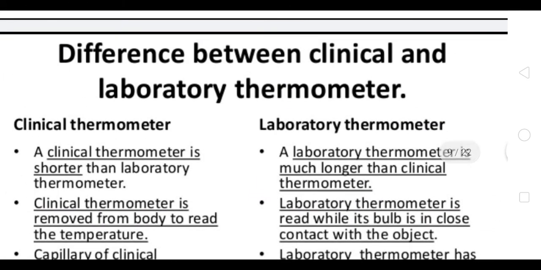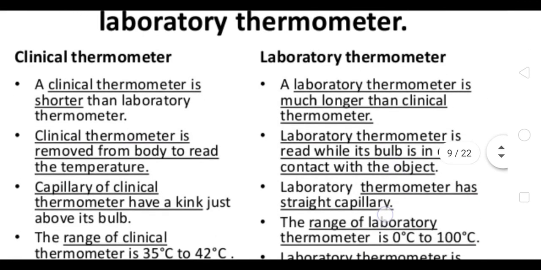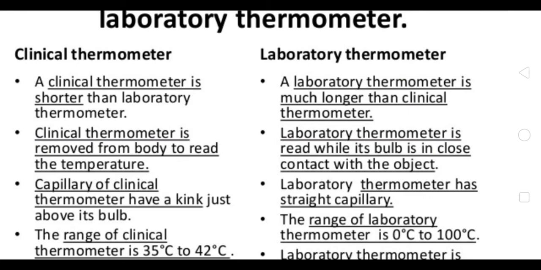Difference between clinical and laboratory thermometer. The clinical thermometer is shorter than the laboratory thermometer. The laboratory thermometer is much longer than the clinical thermometer. The clinical thermometer is removed from the body to read the temperature. The laboratory thermometer is read while its bulb is in close contact with the object.